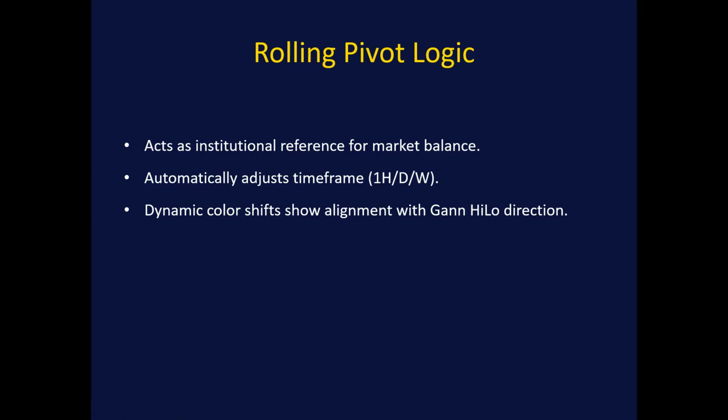It has also been coded for dynamic color shifts to show alignment with the Gann HiLo direction. As the Gann HiLo changes its color, even the rolling pivots change their color to adjust to the trend change. That is the beauty of the rolling pivot. This rolling pivot has been created in sync with the Gann HiLo trend direction.